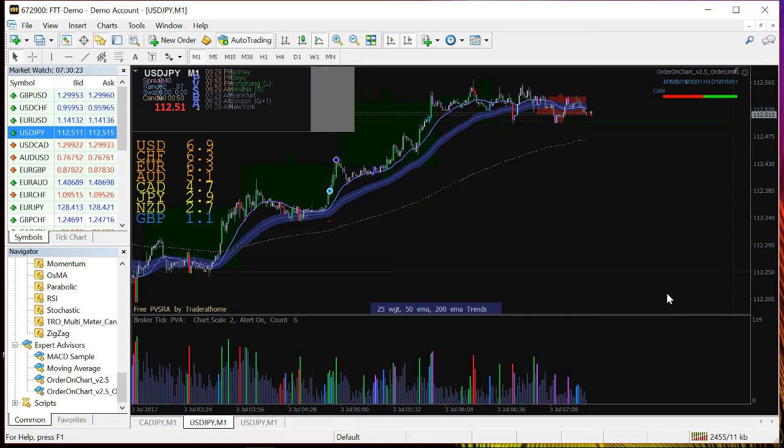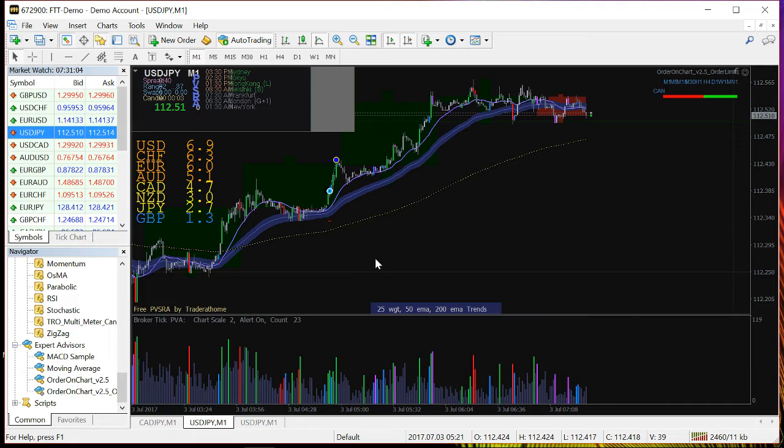First of all, let's take a look at the chart. This chart is dollar yen, as you can see here, USD JPY. We are trading on 1 minute. And what do I have here? I have the 200 EMA, this dotted yellow line. All right. And I have the dragon, the 50 EMA, which is this dark blue line with the bands here. Okay, this one. And I have the 25 WGT, this light blue line.